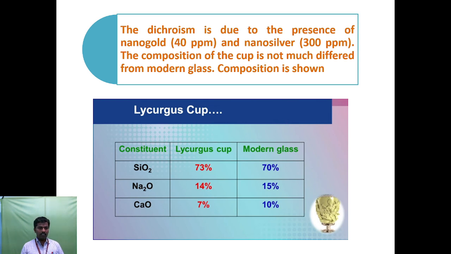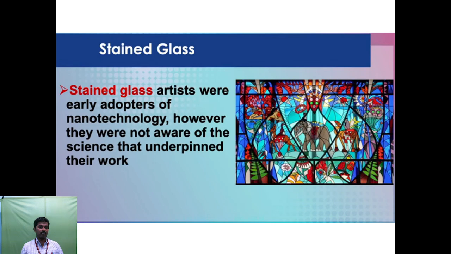Silicon dioxide is 73% in the Lycurgus cup and 70% in modern glass. Sodium oxide is 14% here and 15% there. Calcium oxide is 7% here and 10% there. Only a few differences, but the properties are totally different. Another best example is stained glass. Artists were early adopters of nanotechnology, however, they were not aware of the science that underpinned their work.